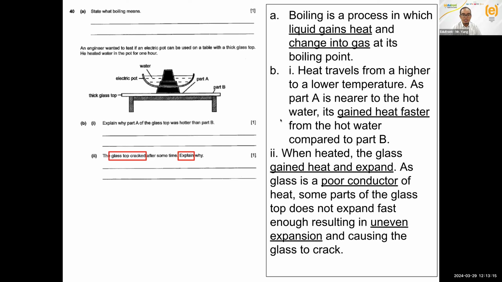Nurhan says, can we use the word heat insulator? No. Insulator is used for electricity. Electrical insulator means electricity cannot pass through. For heat, you always use the word either a poor conductor of heat or a good conductor of heat.